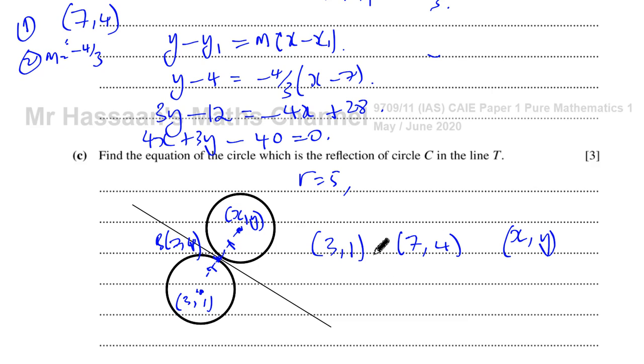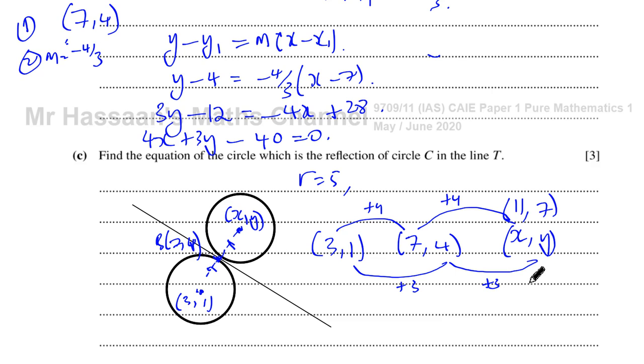So I'm going to think about this in 2 ways. A logical way of thinking about this is, 3 to 7, you have to add 4. So 7 to x, you also have to add 4 because it's symmetrical. That's going to be 11. And 1 to 4, you add 3. And 4 to y, you must also add 3. So 4 plus 3 is 7. So it should be 11, 7 as our answer. That's a nice, easy way of doing it, the way I showed you just now.